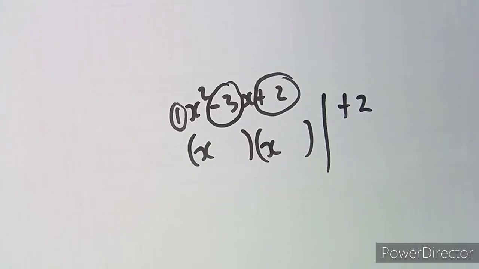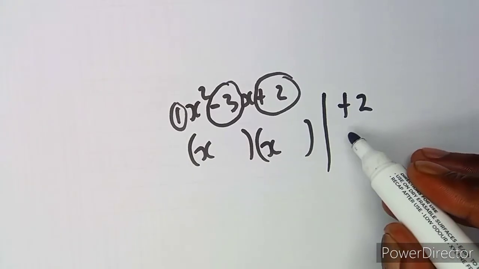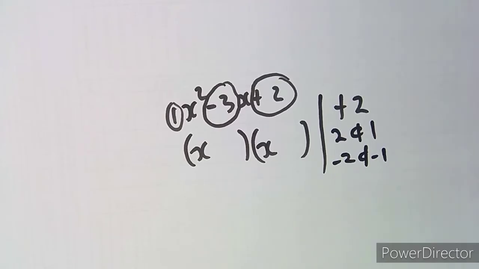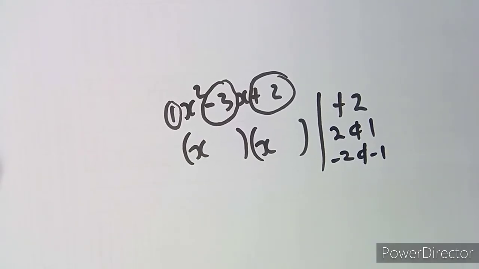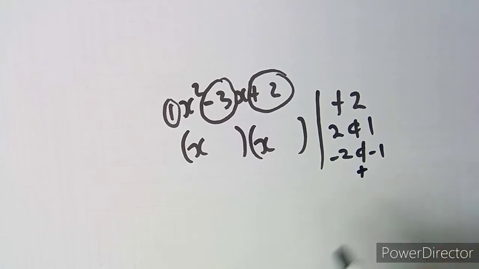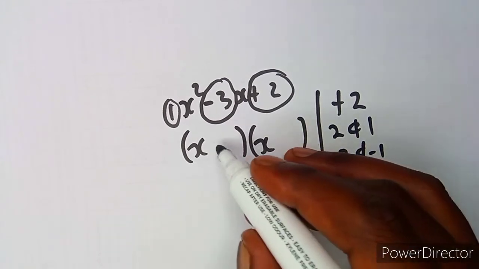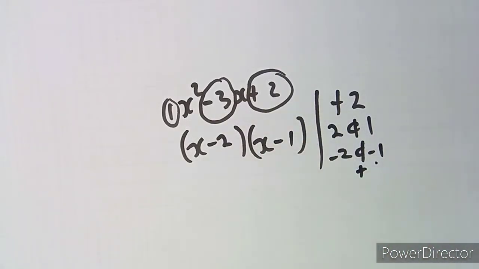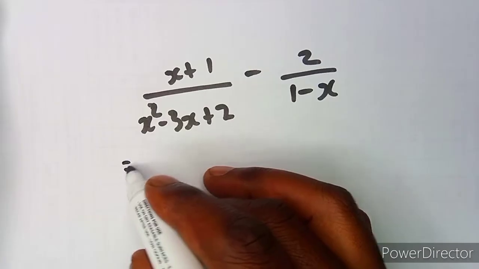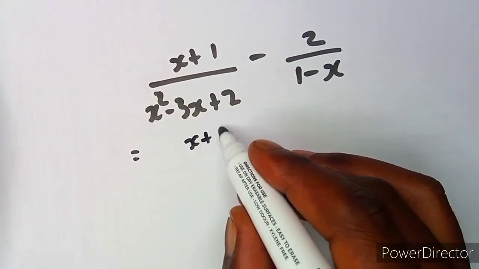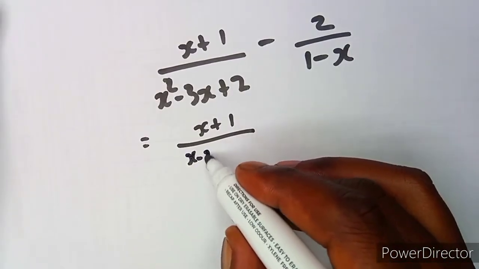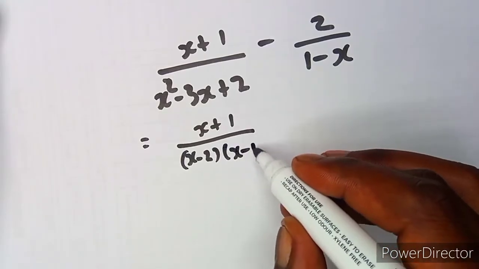So what are these two numbers that we can multiply to obtain positive 2? We only have two sets in this case: 2 and 1, minus 2 and minus 1. But of these two, which pair are we going to add to obtain minus 3? Definitely it is the pair with negatives, because if we add there, we obtain minus 3. So we have x minus 2 and x minus 1. These are the two brackets that we obtain from this part. So we can write this as x plus 1 over x minus 2, x minus 1.